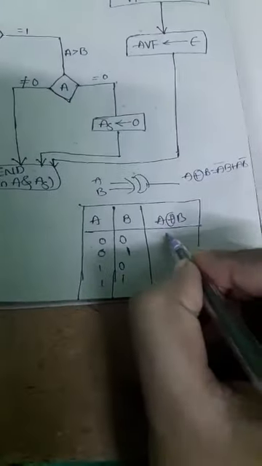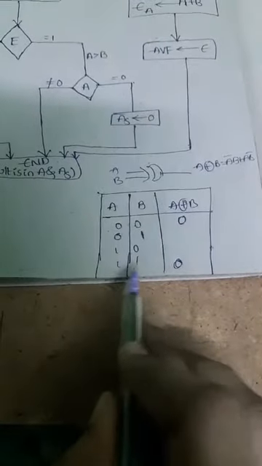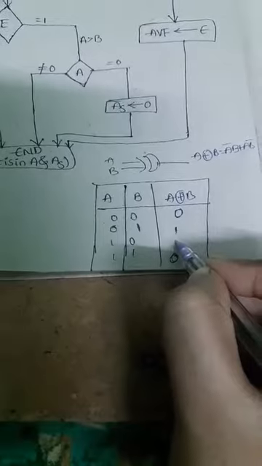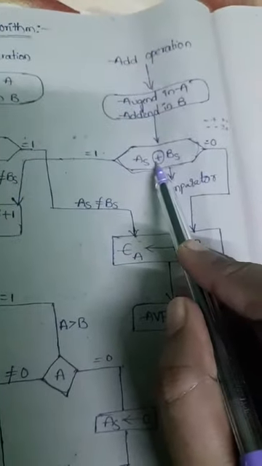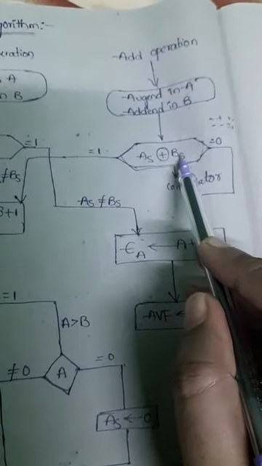For 0 0, what is the result of the XOR operation? If the two inputs are both low or both high, that means the two inputs are the same, then we get the result 0. Remember that. If the two inputs are different, then we get the output 1. So this is the logic of the XOR gate, and with the help of this we can perform the addition operation. Now we'll see here.